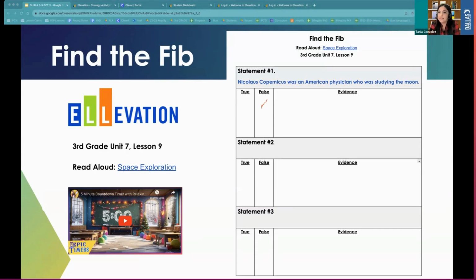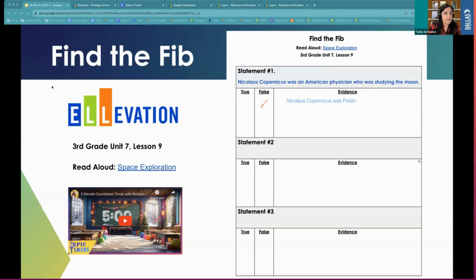Yes, it's a fib. It's false, right? So I see there that the correct sentence that has the answer is: Nicholas Copernicus was a Polish astronomer, not an American physician, right? He was also a mathematician, and he was studying the night sky around the same time. Yes, thank you so much for your answers.